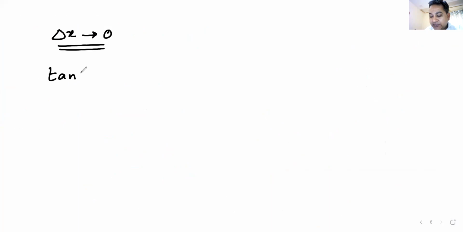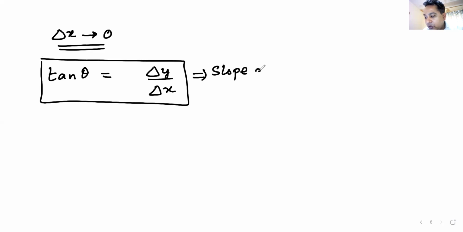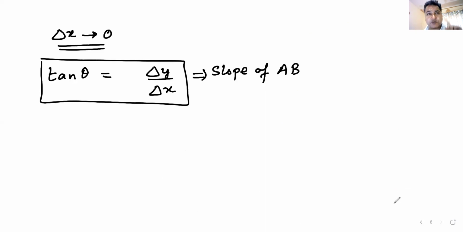My tan theta originally was delta y by delta x, and this was giving me what? This was giving me the slope of line AB. I had drawn the line AB here. Tan theta, delta y by delta x, was giving me the value of the secant. Yes or no? It was giving me the slope of line AB, which was a secant.